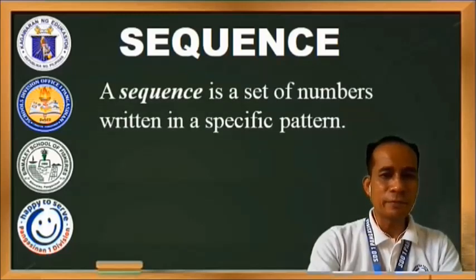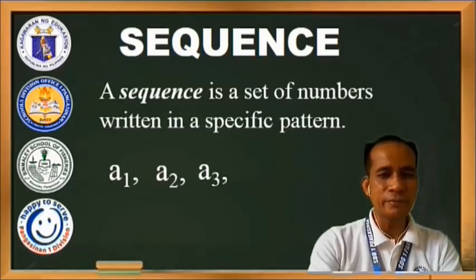A sequence is a set of numbers written in a specific pattern. To illustrate the sequence, a sub 1 is the first term of the sequence, a sub 2 is the second term of the sequence, a sub 3 is the third term of the sequence, and a sub n is the last term of the sequence.